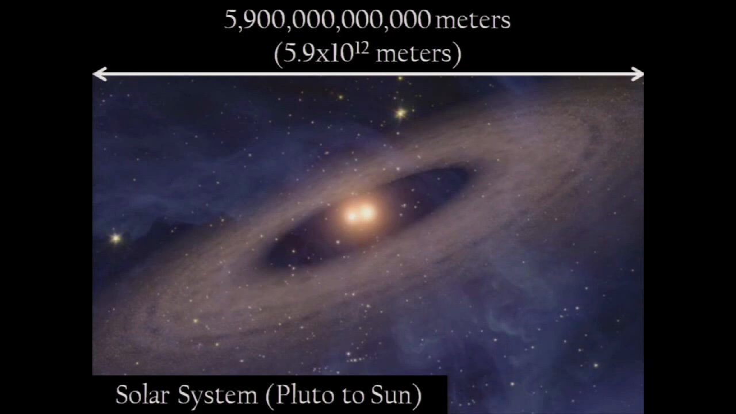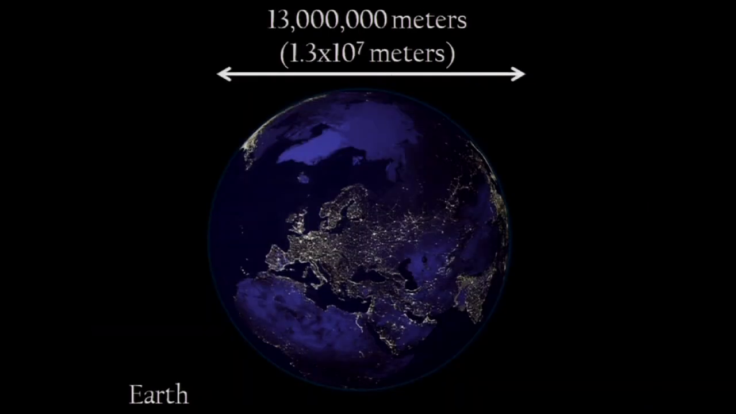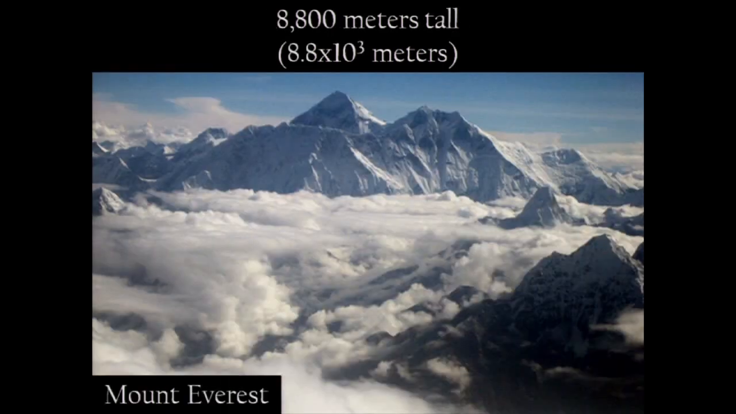This is the distance from Pluto to the sun. Zooming in even more, we have our own home planet. This is a view from the sky, looking at the Earth at night. And the Earth is roughly 10 million meters in diameter. Zooming in even more to Everest, perhaps some of you have had the chance to go to Everest. That's about 8,000 meters tall.